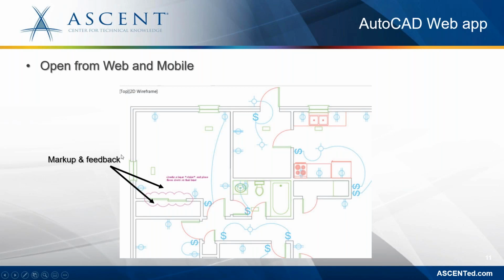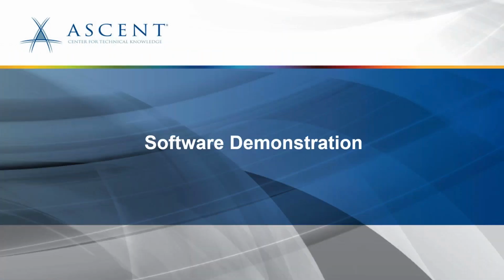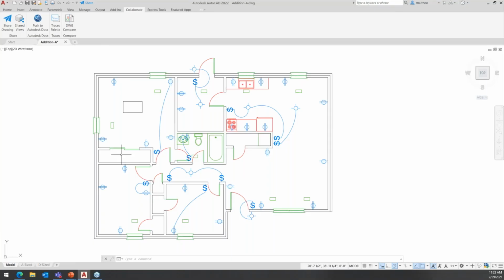So let's get to the next, and this is the software demonstration. I will demonstrate to you how to use this tool and how to open it. So this is the desktop version. What you're seeing on the screen right now is the desktop version of AutoCAD 2022. It's up there, you can see that. It's Autodesk AutoCAD 2022, and I already have a drawing open in there.